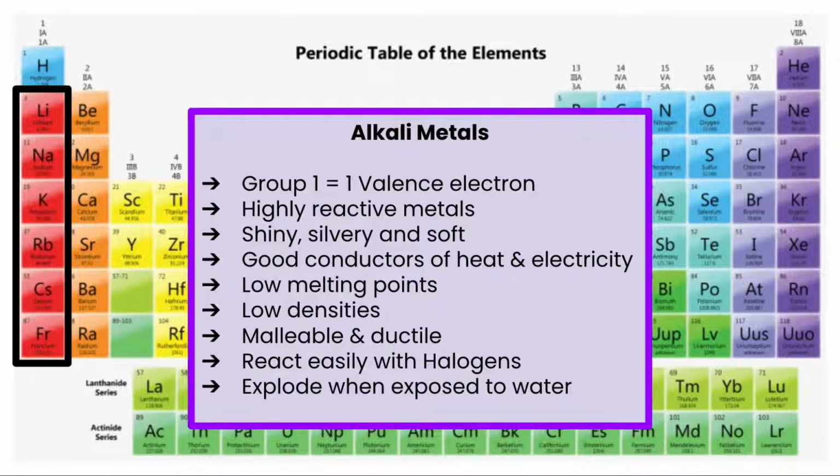Now, in terms of some properties, alkali metals are group 1. They have one valence electron. They are very highly reactive. They're shiny, silvery, soft, good conductors of heat and electricity. They have low melting points and low densities. They are malleable and ductile. They react really easily with halogens. And as we're going to see in one of our demonstrations, they are pretty reactive with water as well.